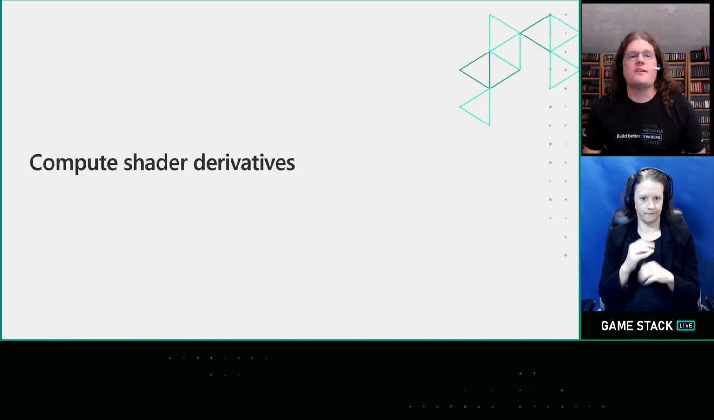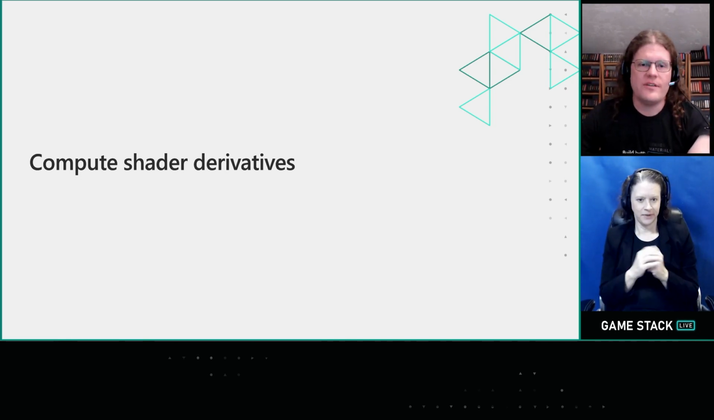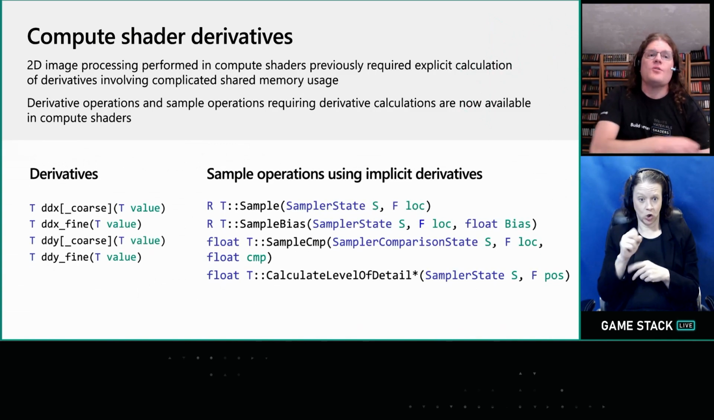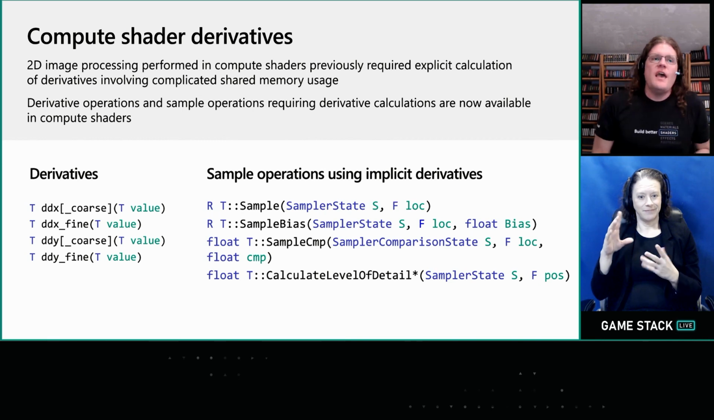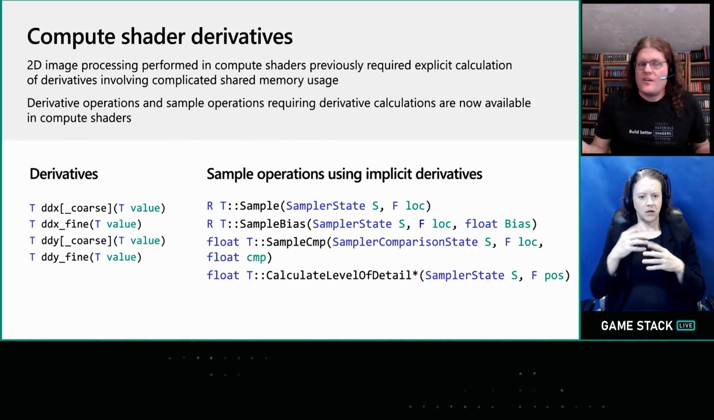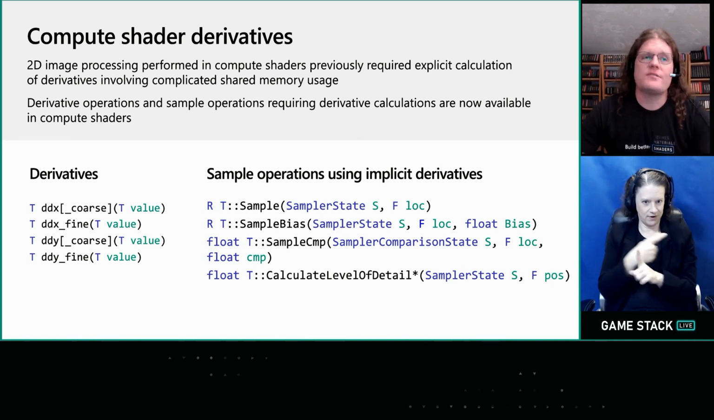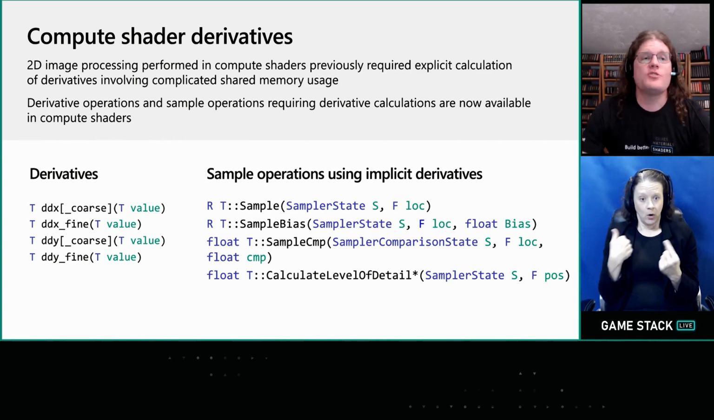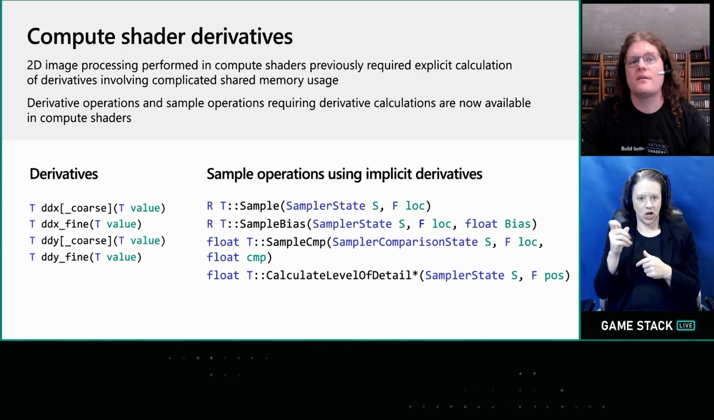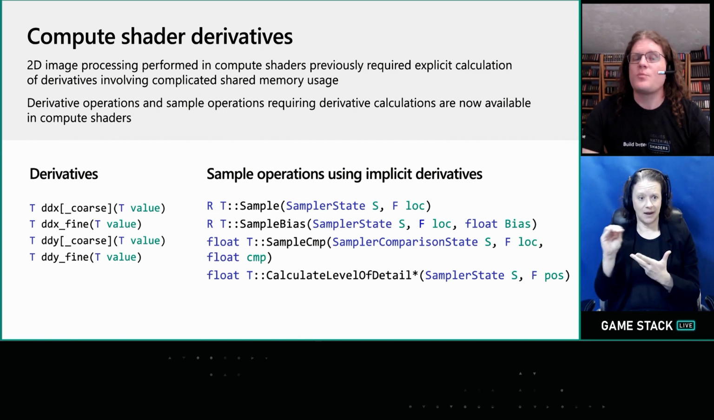So the next feature, also related to quads, as we will see, is compute shader derivatives. 2D image processing at this point is sometimes done in compute shaders, and it would previously require you to calculate your own derivatives because you don't have these derivative operations in compute shaders. So what we've done is we've added them to compute shaders, and the list of intrinsics is here. On the left, we see the direct derivative operations, DDX, DDY, and the coarse and fine derivatives. And on the right, we see sample operations that were previously unavailable.